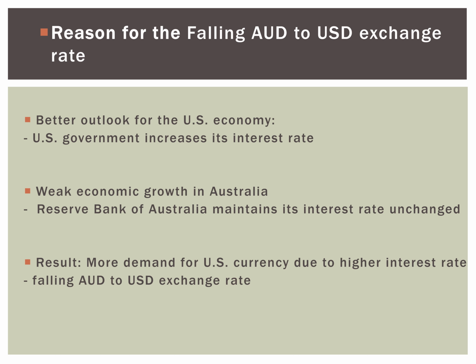The major reason for the falling value of the Australian currency compared to the US currency is that the US government has been increasing its interest rate since last year, whereas the Reserve Bank of Australia keeps maintaining its interest rate unchanged. Recently, the US economy has revealed a better outlook, which allowed the US government to increase its interest rate. In contrast, the Australian economic growth has remained weak, which caused the Reserve Bank of Australia to be unable to increase its interest rate. As a result, the higher interest rate in the US will lead to more demand for the US currency, which has caused the falling Australian dollar to US dollar exchange rate.